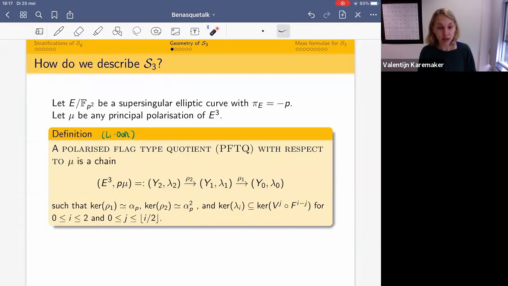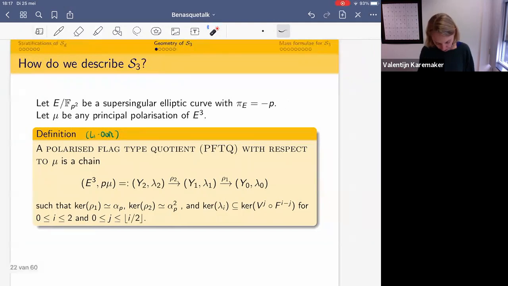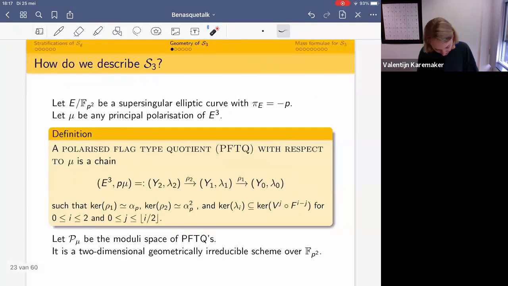And these PFTQs exist in any dimension, but like I said, I'm going to give the details for the g equals 3 story. So let's then P_mu be the moduli space of these PFTQs. And then Li and Oort show that this is a two-dimensional geometrically irreducible scheme over F_p squared.